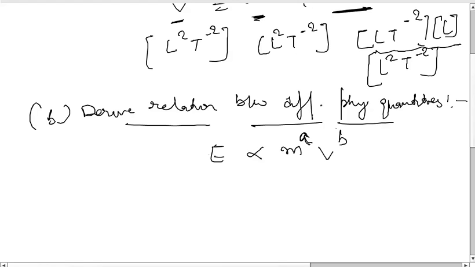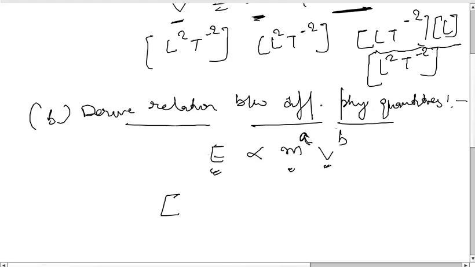Now, how will I know that it is dependent on mass? That we will do by experiment. This is an experimental fact. That is, kinetic energy depends on mass, by what power I don't know, and it also depends on velocity, by what power I also don't know. Now, how do I find the values of a and b? Then we can see what will be the dimensional formula of energy.